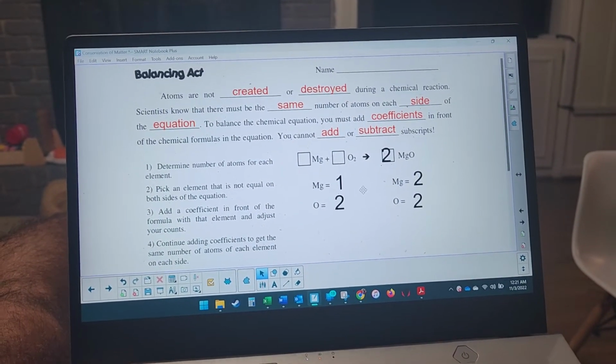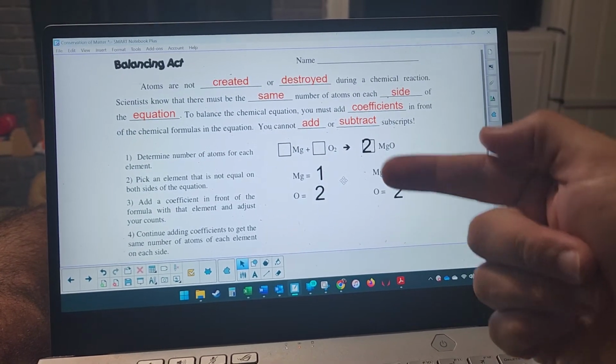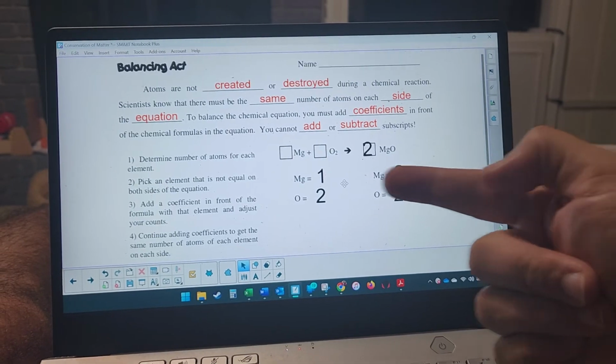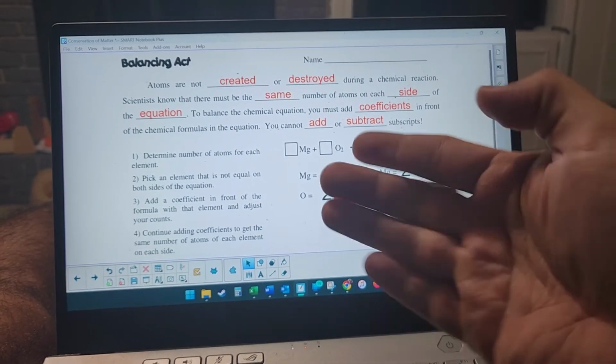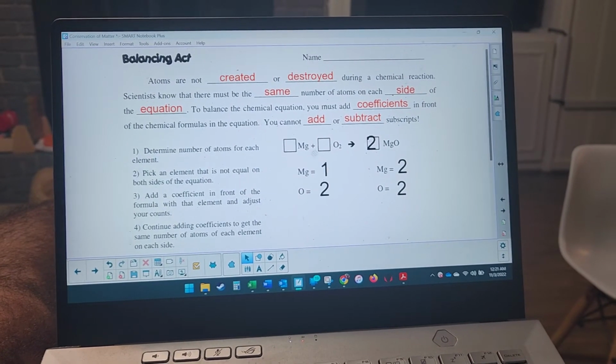So I bring that knowledge back over here. I start again, once I change a coefficient, then I start from the top, work my way down. Are my magnesiums good now? No, they are not. I have 1 over here, 2 over here. So bring the low side up, okay? So this 1 will have to become a 2.